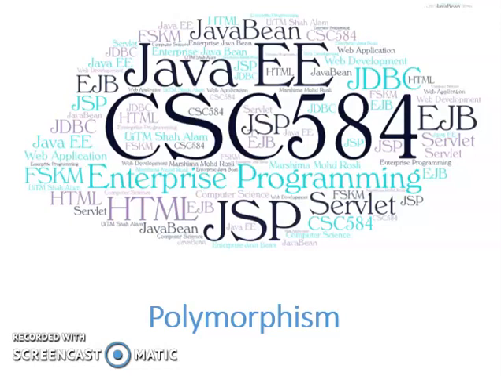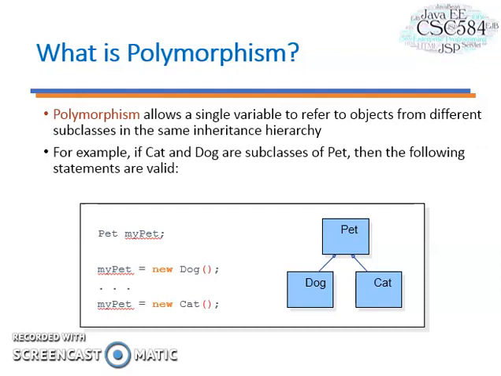In this video, we're going to learn polymorphism in object-oriented programming. Let's get started. First of all, what is polymorphism? Polymorphism is the ability of an object to take on many forms.